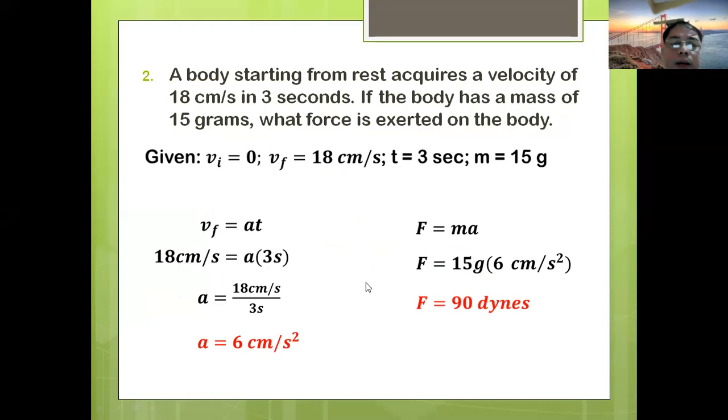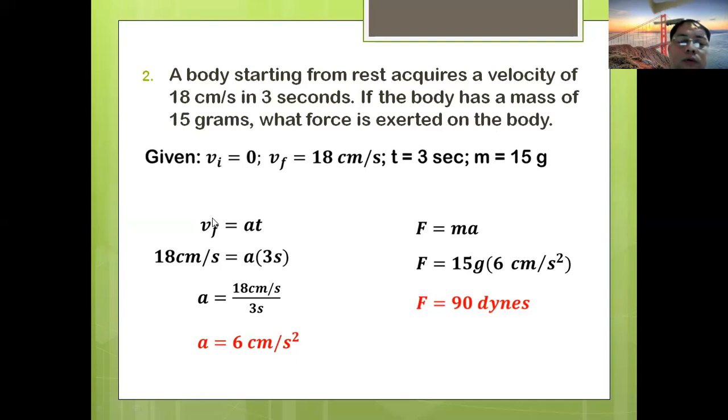A body starting from rest acquires a velocity of 18 centimeters per second. So this time, we will see that our unit here is in the CGS unit. And centimeter will always go with grams and with a unit of time in seconds. Now, if a body has a mass of 15 grams, we will determine the net force F exerted on the body. Now, I think the first thing that we will have to find is the acceleration.